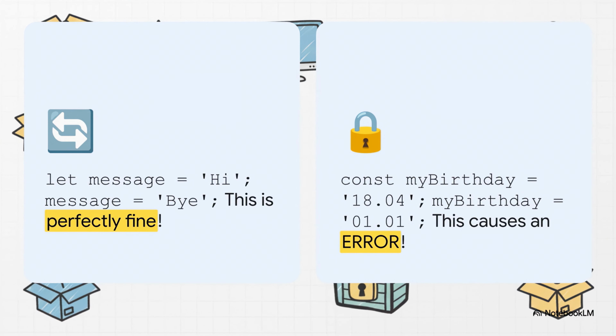And here's that difference in action. With our let variable, changing message from hi to bye is totally fine. But if you try to change the value of my birthday after you've set it with const, JavaScript will actually stop everything and give you an error. It's a fantastic safety feature to stop you from accidentally breaking your own code.